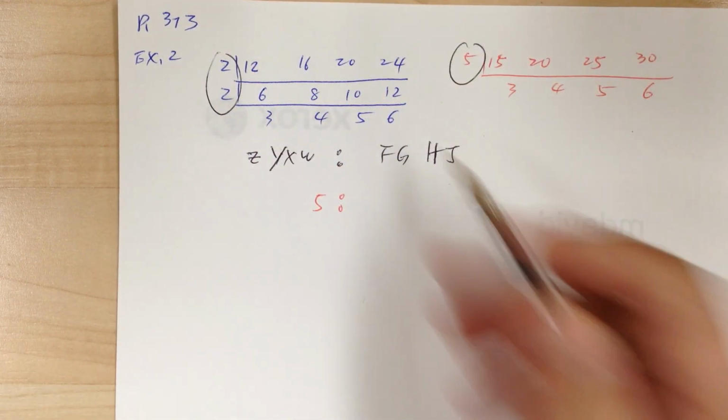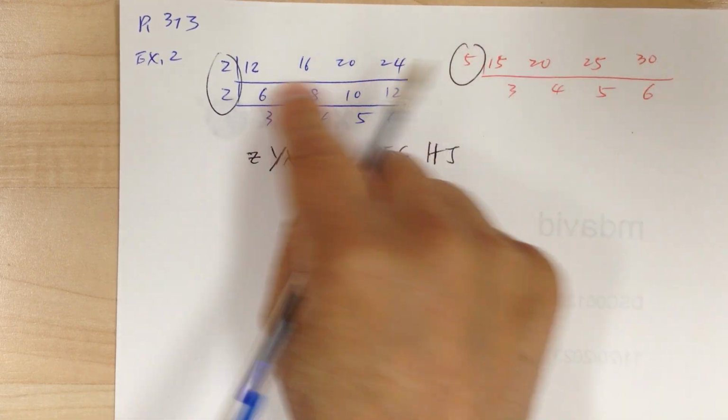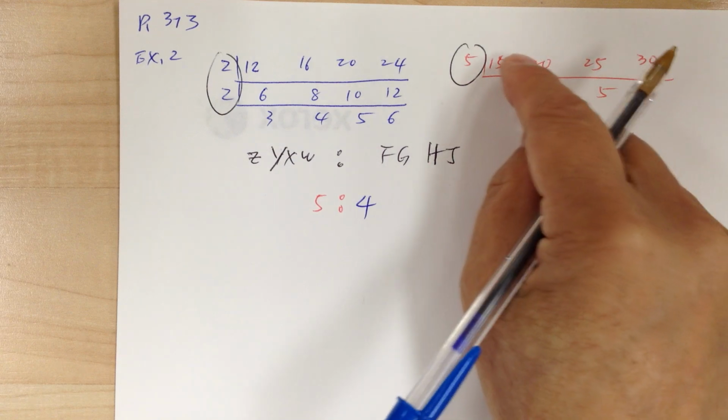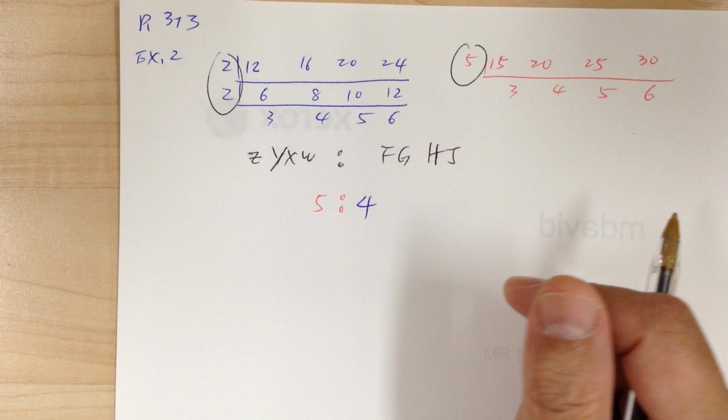So here's another quick way of finding the scale factor. Or you can just do it individually, like the book did it. You just go 15 over 12, and you get 5 to 4.